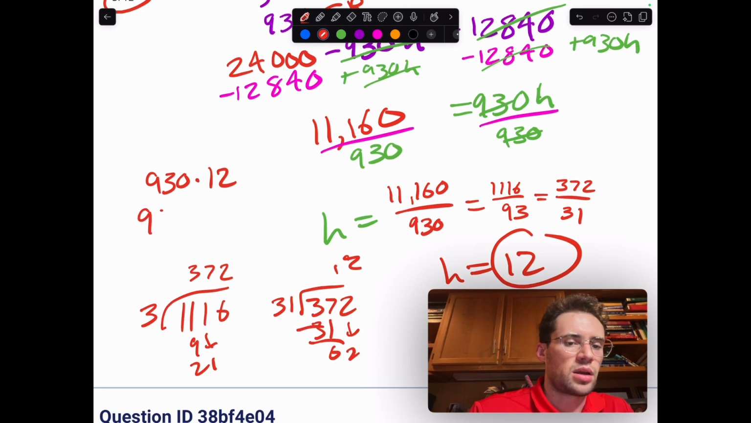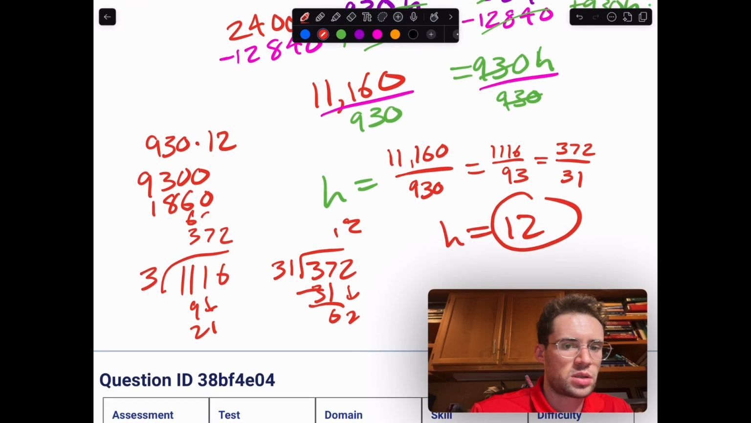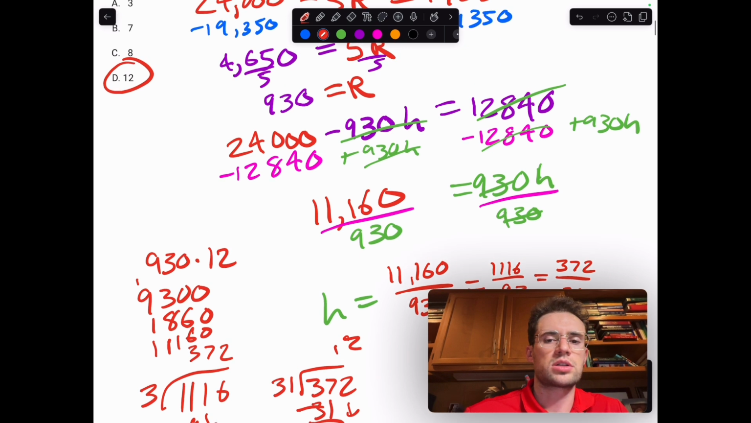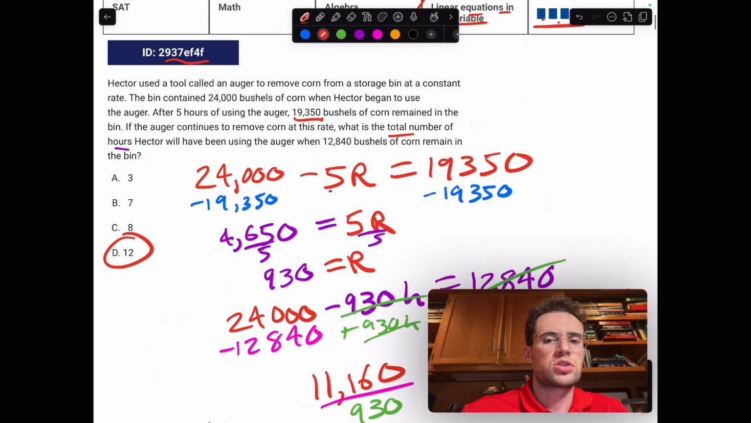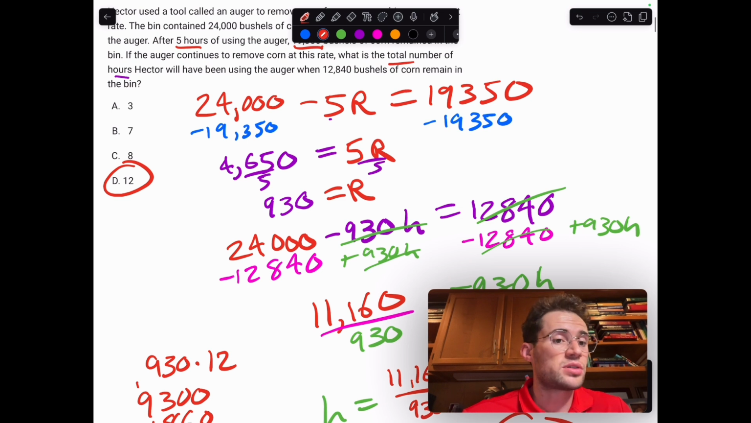It would be 9300 plus 2 times this would be 1860. 6, 0, this would be 1, this would be 11,160. Okay, so that's correct. So 12 hours, and we'll go down that much. Which makes sense, right? It went down not quite half as much in 5 hours.